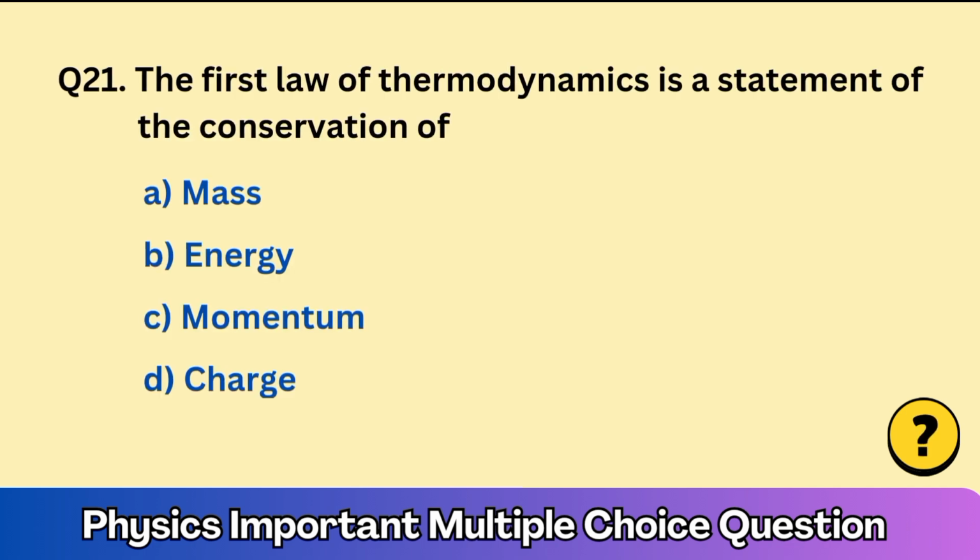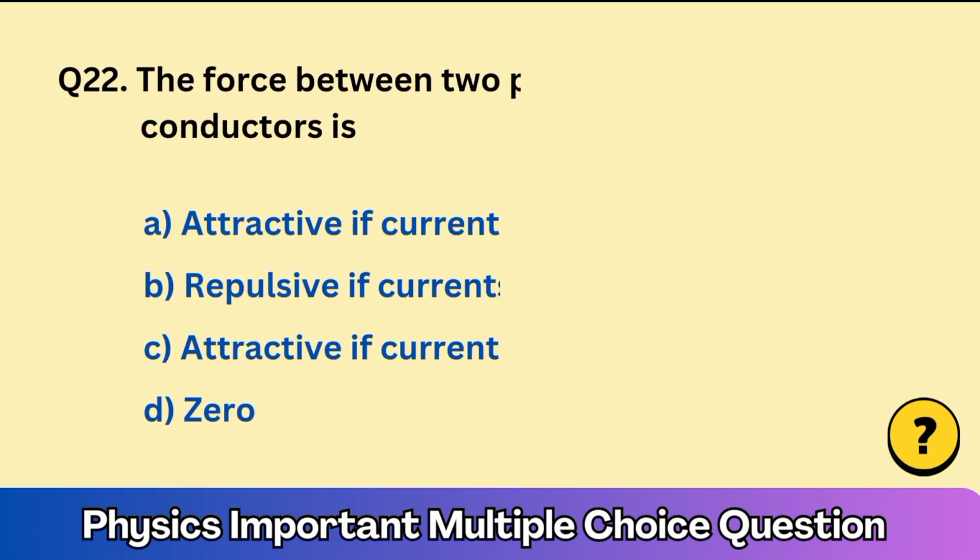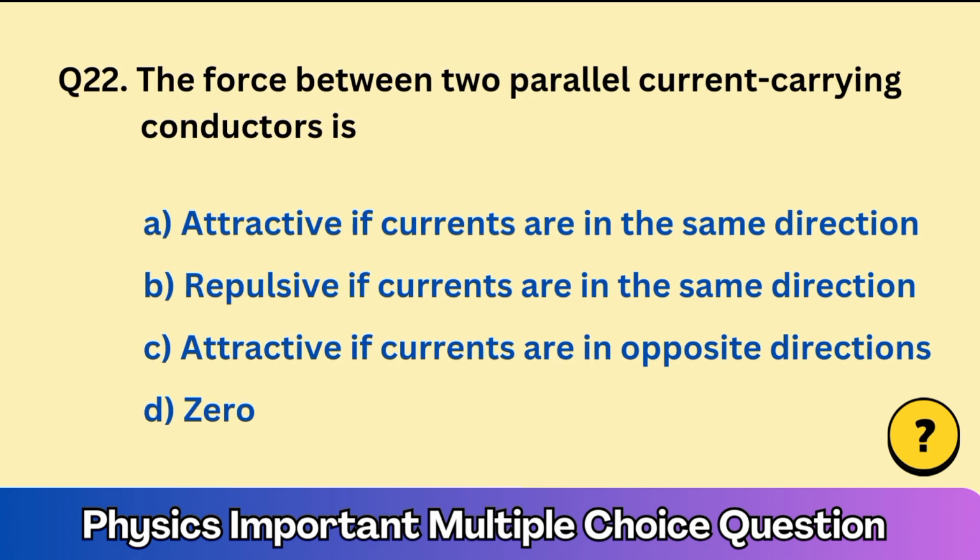Question number 21. The first law of thermodynamics is a statement of the conservation of. The right option is option B, energy. Question number 22. The force between two parallel current carrying conductors is. The right option is A, attractive if currents are in the same direction.